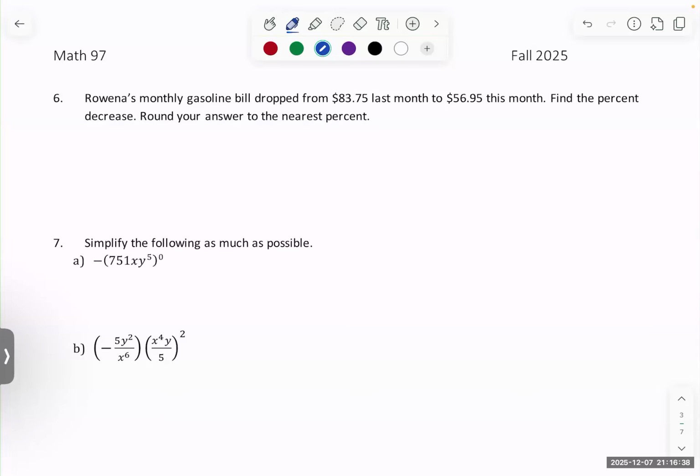So to do this, all you have to do is put how much you currently have over the past amount. And when you do that, you get 0.68. But the thing is, this is a decrease. So now you take 100% minus 68%, which is equal to a 32% decrease.